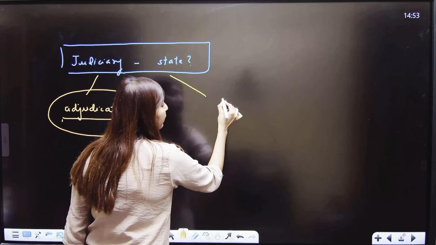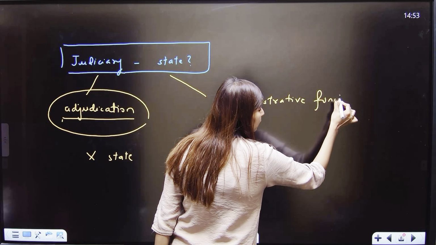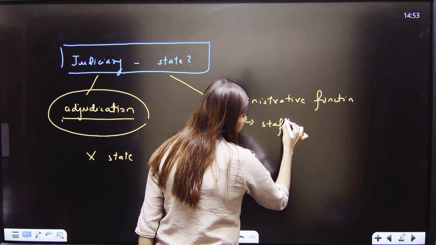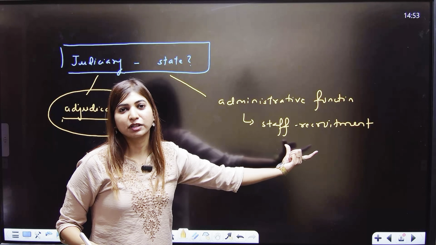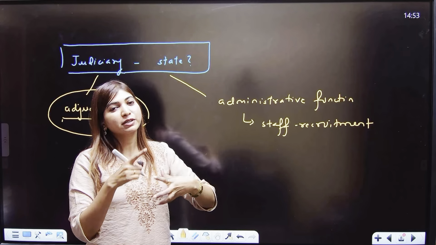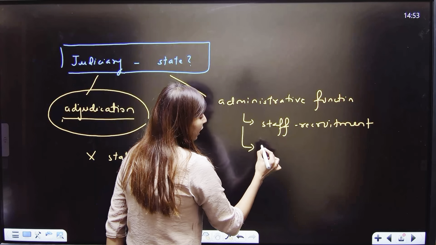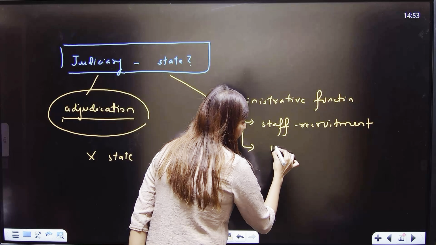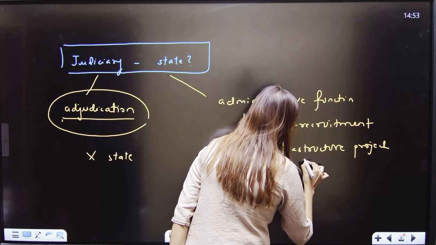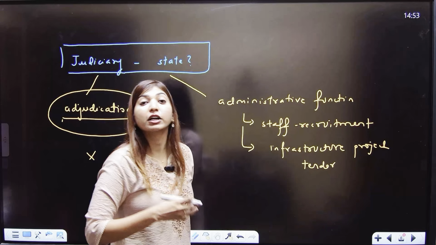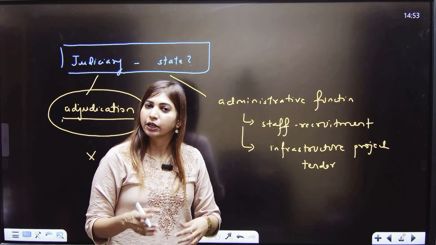But if it is doing its administrative functions, like staff recruitment, they need staff, and if they are violating fundamental rights in this process, then it will act as a state and a person can go to the court against state action, right? Similarly, if they are going for infrastructure projects, for that there are tenders and all that, and if in this functioning they are again violating the fundamental rights of any individual, then the individual can go to the court and it will be considered as a state.